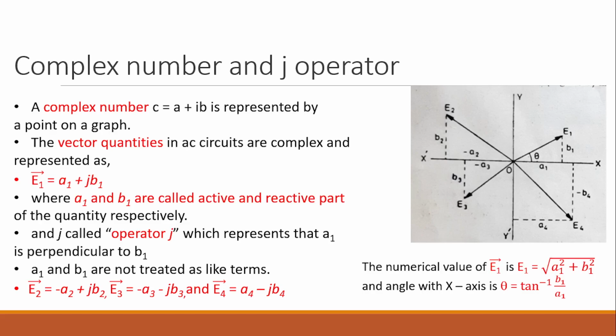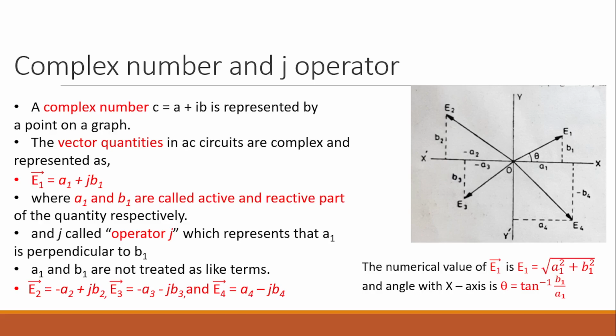So, look at the graph here. We have represented E1 equal to A1 plus jB1 on the graph, and you will find that A1 and B1 are perpendicular to each other. And the angle made by E1 with the x-axis is theta. So E1 equal to A1, that is the active part along the x-axis, plus operator j into B1. B1 is the reactive part and that is represented along the y-axis.